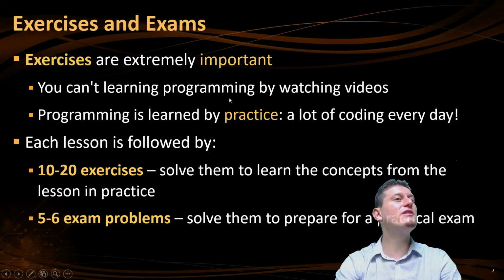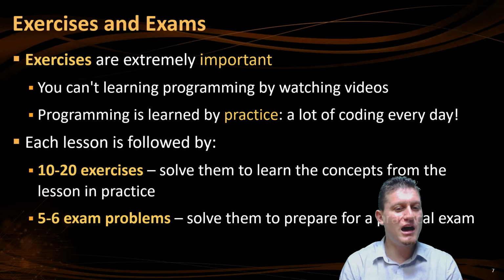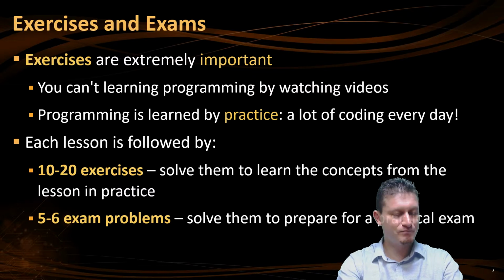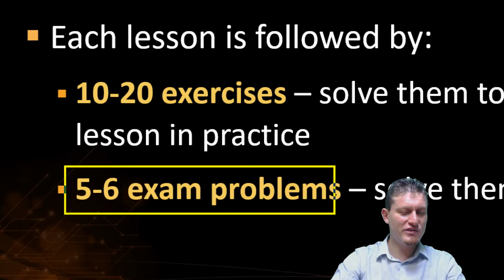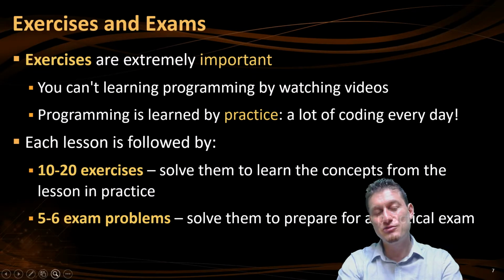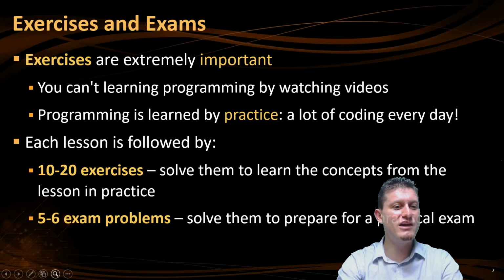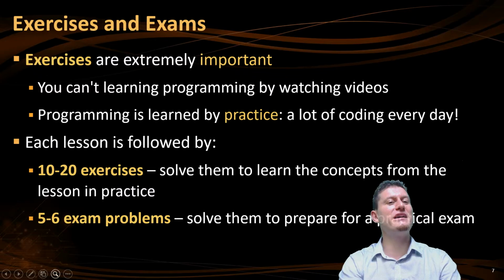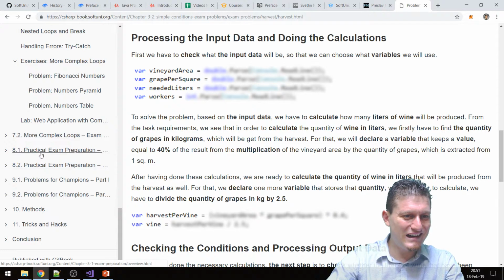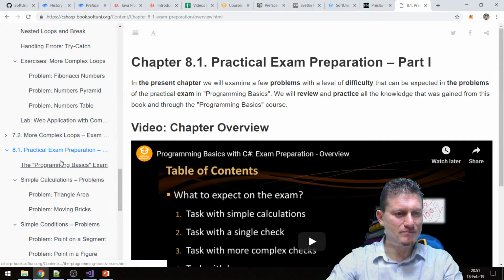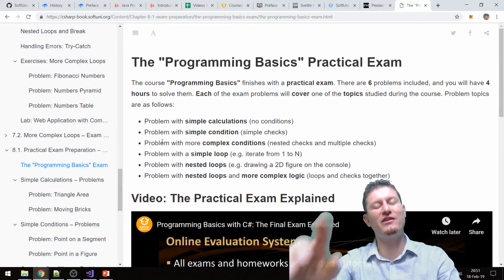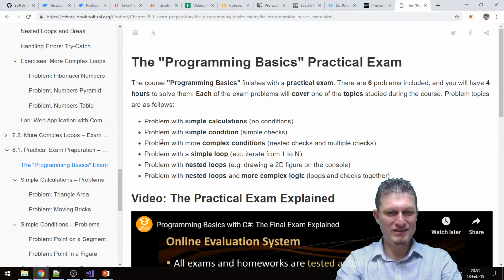At SoftUni in Bulgaria, which is the Silicon Valley of Europe, we start these exercises, the exams, with a lot of exercises, and we normally teach this lesson, this training, for free to thousands of students in hundreds of locations, and we finally graduate with a practical exam. This practical exam is very well explained here in the practical exam preparation chapter, and it consists of 6 problems of different categories, which cover the 6 most important topics in this training.